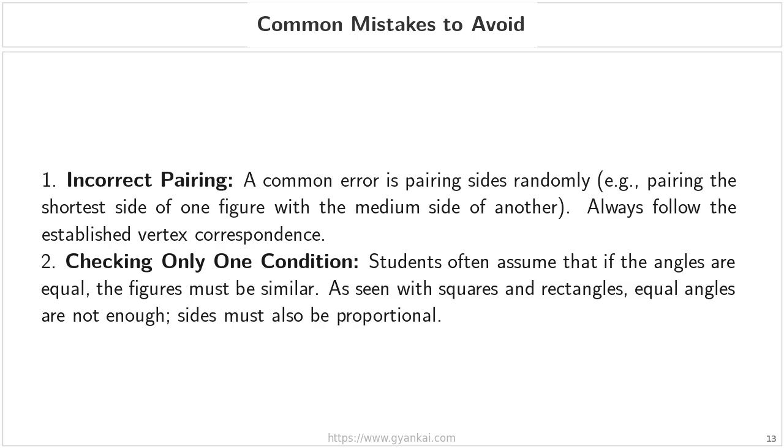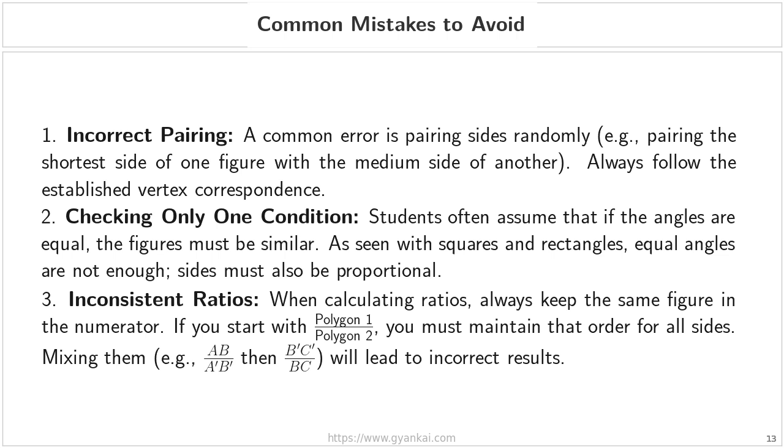Second, be careful not to fall into the trap of checking only one condition. I often see students check that the angles are equal and immediately conclude that the shapes are similar. But remember our two-step verification process. Equal angles alone are not enough. A classic example is comparing a square to a rectangle. They both have 4 90-degree angles, but they are clearly not the same shape because their sides aren't proportional. You must verify both the angles and the sides.